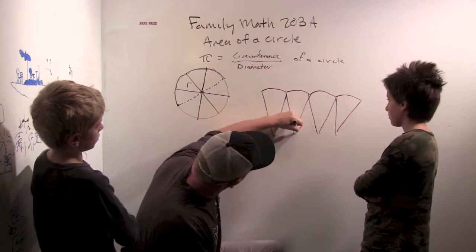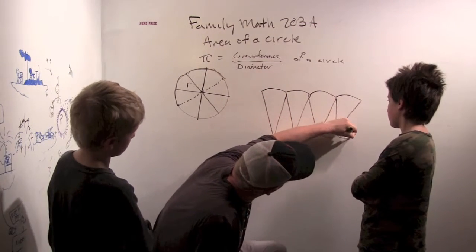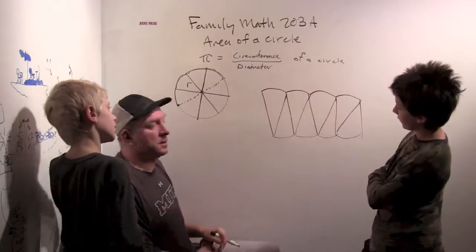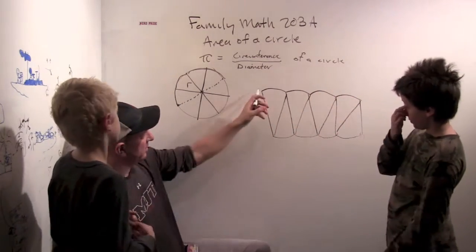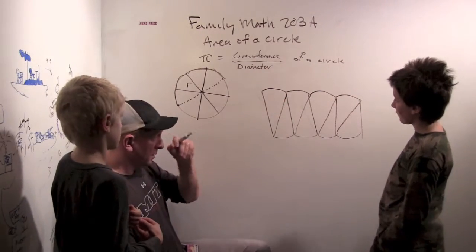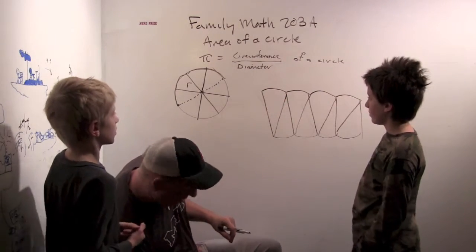And they fit together really nicely on the bottom. 1, 2, 3, 4. So it's starting to look a little more rectangular. Okay, what do you notice about the top? It's sort of becoming flatter. Becoming flatter. Anything else you can say about the top?